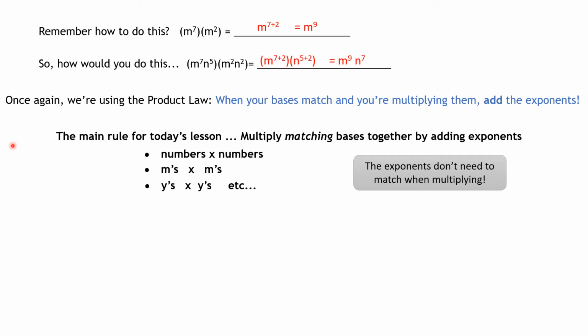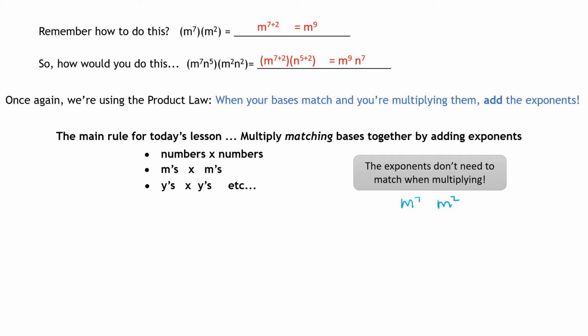But the exponents don't need to match when you're multiplying. When we're multiplying, it's not the same as collecting like terms. If I were collecting like terms here and I had m to the power of 7 plus m to the power of 2, I can't add those. They are not like terms. I can't add them. But I can multiply them.